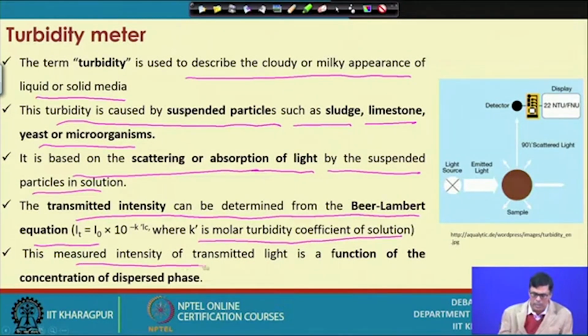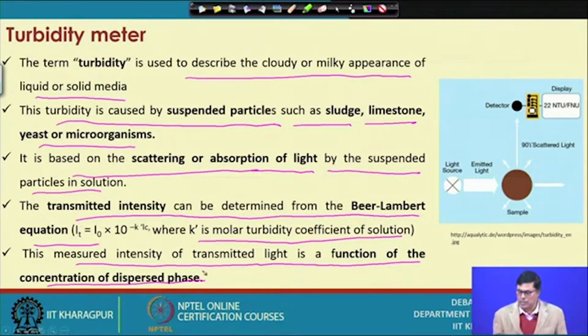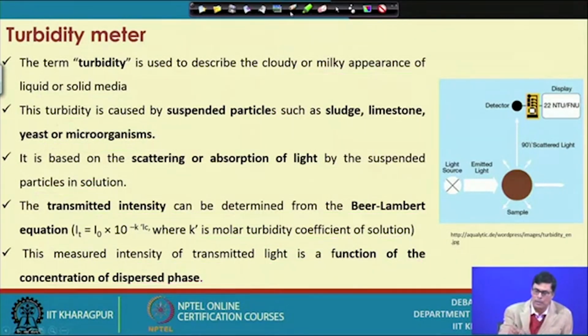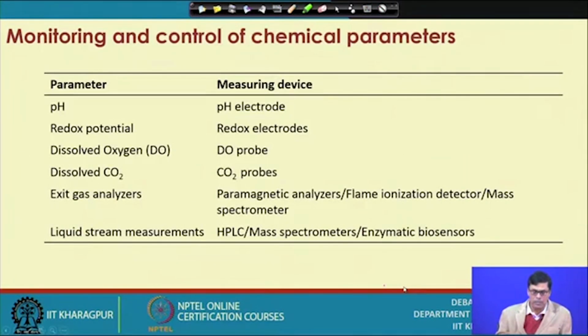This measured intensity of transmitted light is a function of the concentration of the dispersed phase. So this is how we measure how much light has been transmitted, by this turbidity. This indicates the concentration of cells present in the particular media. Then the question comes, these are all physical parameters. Then let us come to the chemical parameters.